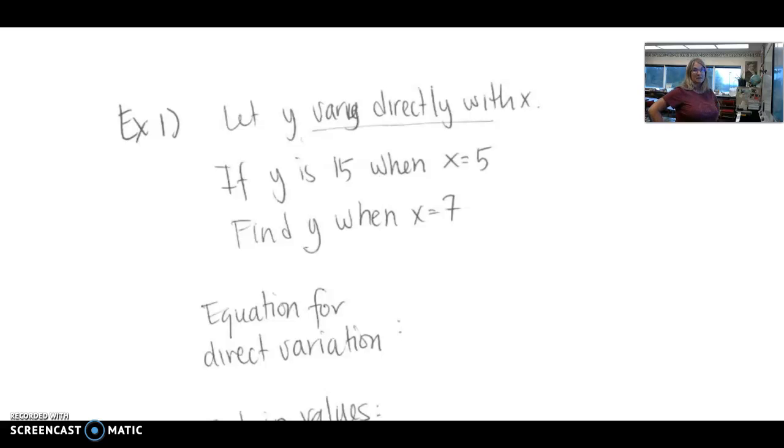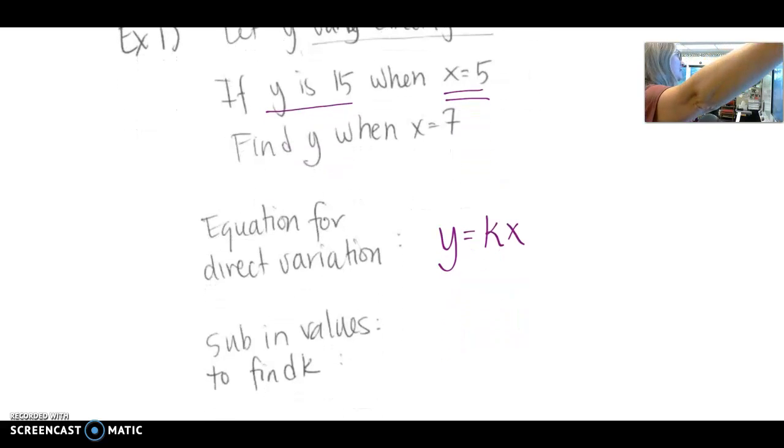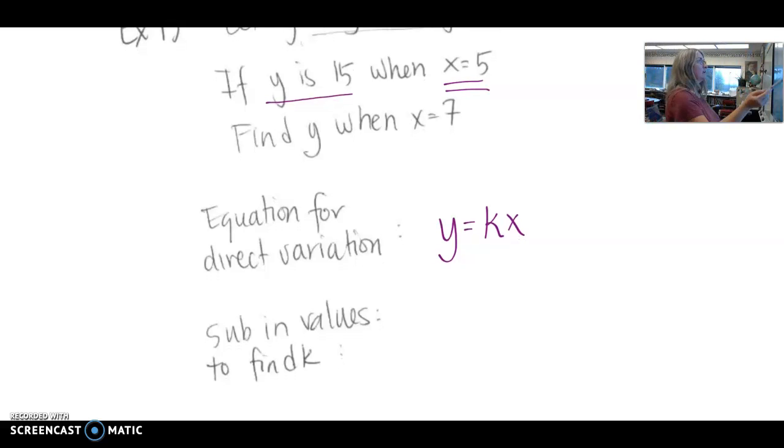Okay, so here's an example of what you're going to need to know and be able to do. You see this equation, let y vary directly with x. Right away, you're going to write y equals k times x. And then we're told that if y is 15 when x is 5, find y when x is 7. So the first thing we want to do is find that constant of variation. So I'm going to substitute in 15 for y, and I don't know what k is yet, and I'm putting 5 in place of x.